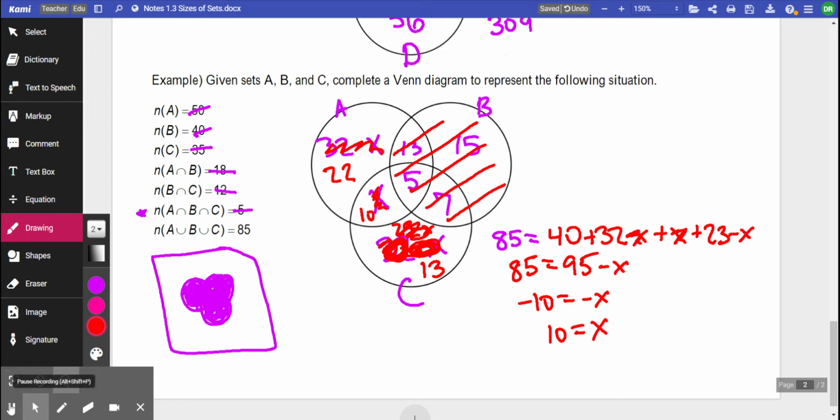So the key with this is to make sure, unless you know that they're partitioned, that's where it's really nice, there's no overlap. Once you know that there's going to be overlap, start with the innermost first. So start with that overlap and then work your way out.